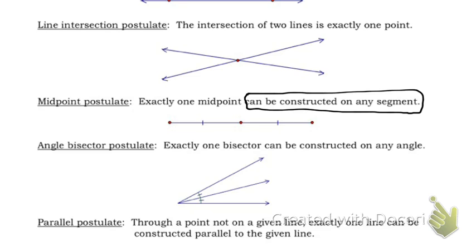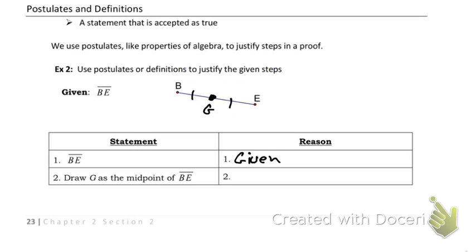Well, this midpoint postulate says I can do that. I can draw exactly one midpoint on any segment. So I'm going to go back here and say the midpoint postulate let me do that. It allows me to construct that midpoint right there.